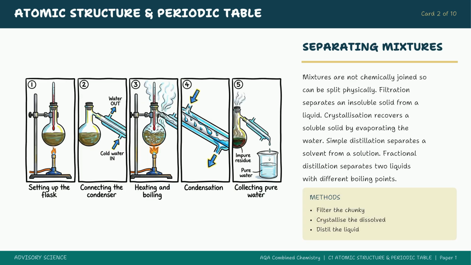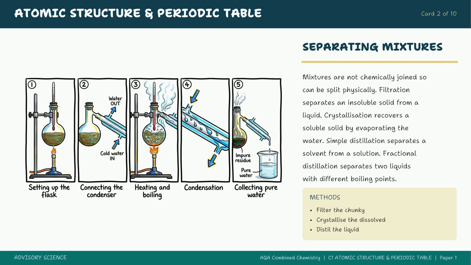Separating mixtures. A mixture is just two or more substances mixed together. They're not bonded or chemically joined, so they can be split apart by physical processes. An example of a physical process is filtration. You can separate an insoluble solid from a liquid. Insoluble means it does not dissolve. Something like sand in water.